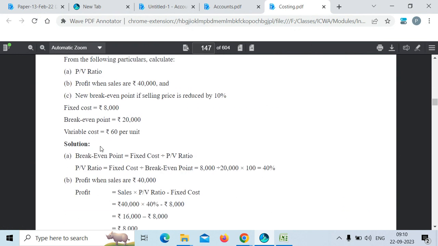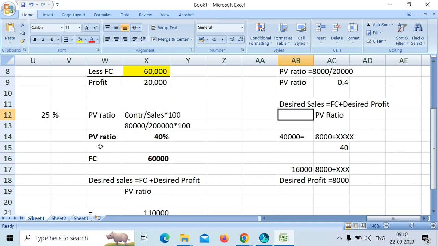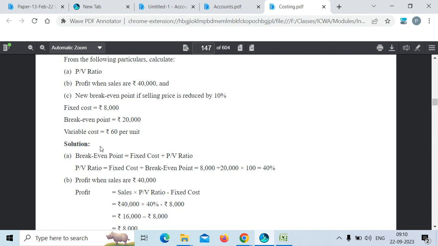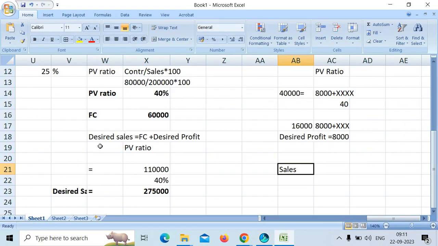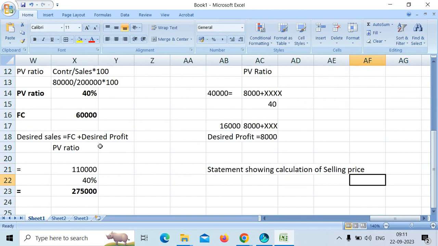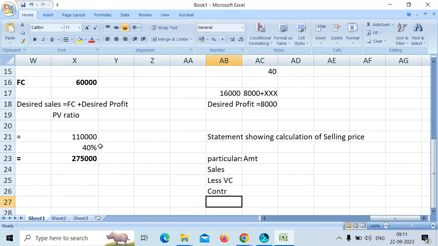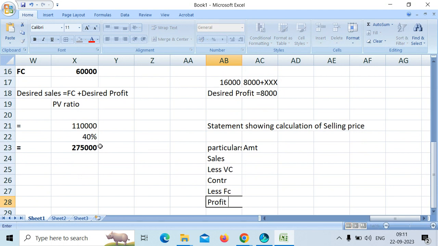Next question is new break-even point if selling price is reduced by 10%. So right now what is my selling price? It is not given in the question. I'll have to find out the selling price first. So how to find out the selling price? I'll prepare a table. Statement showing calculation of selling price. The table is: sales less variable cost, that will give me contribution, less fixed cost, that will give me profit.